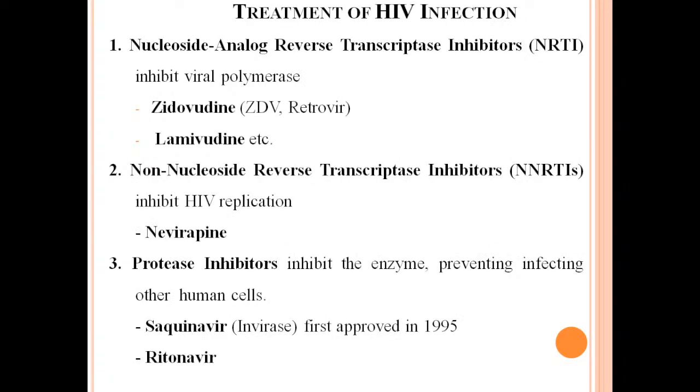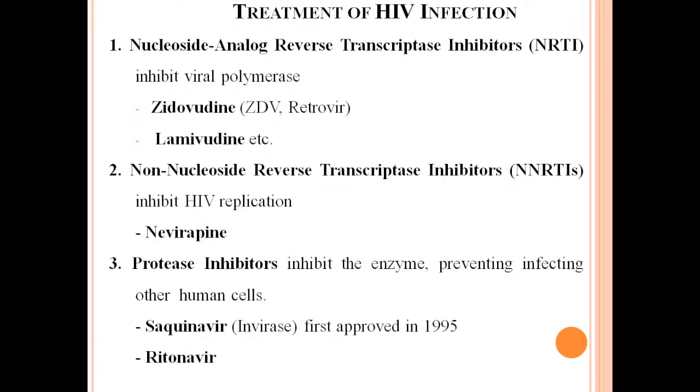Treatment of HIV. Actually, patients with HIV infection may have a normal life, but they must get antiretroviral therapy during all their life. There are some groups of antiretroviral drugs. The first one is nucleoside analog reverse transcriptase inhibitors that inhibit viral polymerase. It is zidovudine and lamivudine.